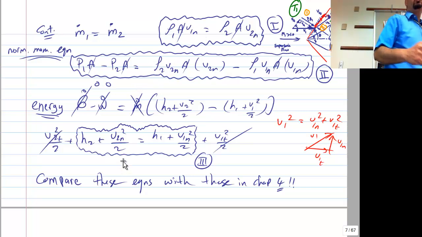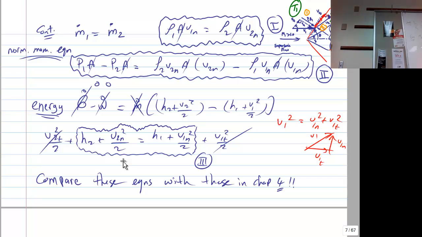Now I would like you to open chapter 4. Go back to chapter 4 and find out where those equations were in chapter 4, the equivalent equations. And that's on page 113. So look at the equations on 113. Those are equation 4.4. And look at those equations. And tell me what you see. Equation 4.4 on page 113.